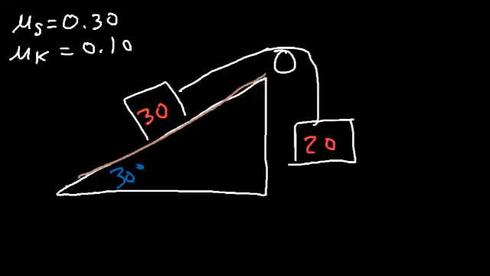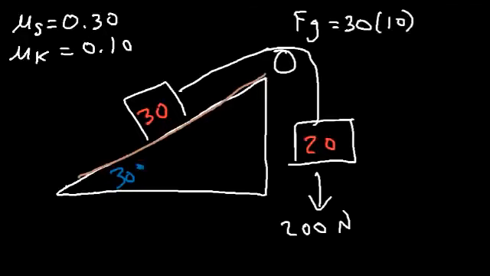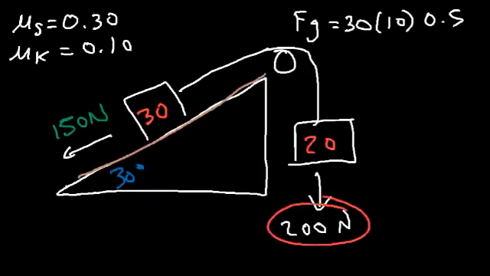So let's calculate the forces. The weight force for the 20-kilogram object is 200 newtons. F of g, which is mg sine theta, that's the 30-kilogram object, times g, times sine of 30, which is 1/2. 30 times 10 is 300. Half of 300 is 150. So we have a force of 150 going in this direction. So without friction, the weight force exceeds F of g, and it would go this way.